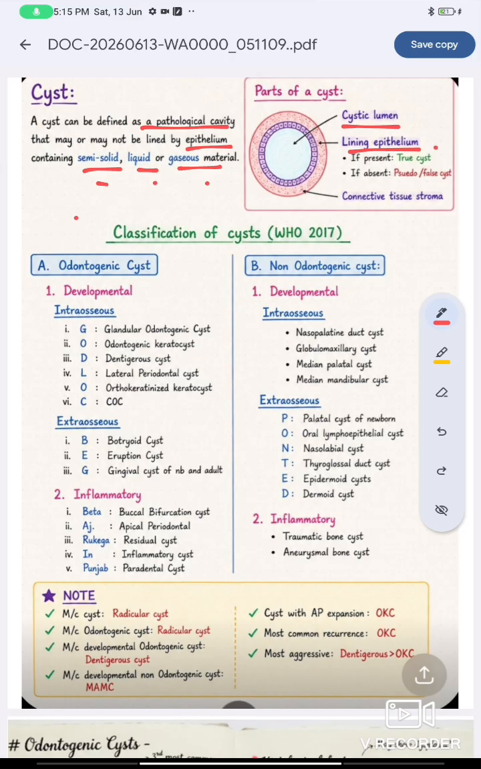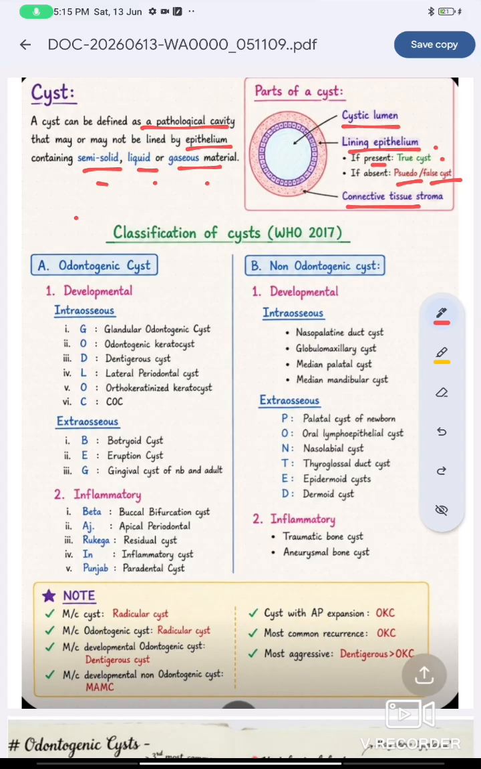If the lining epithelium is present, the cyst is labeled as a true cyst, and those cysts without the lining epithelium are known as pseudocysts or false cysts. The third component is the connective tissue stroma, which consists of fibroblasts and collagen fibrils. Now, coming to the classification of cysts according to WHO 2017.